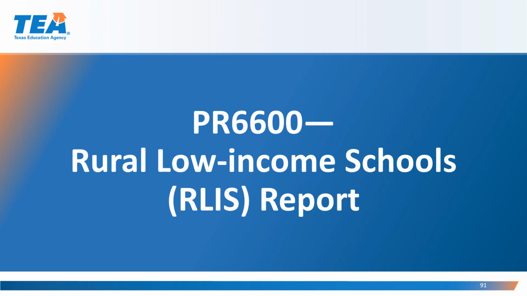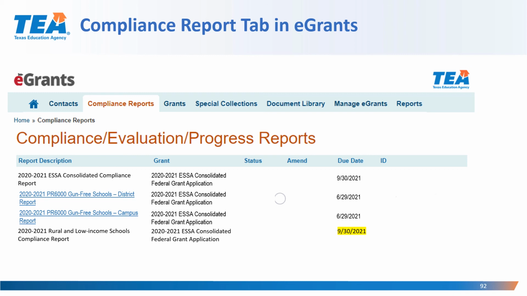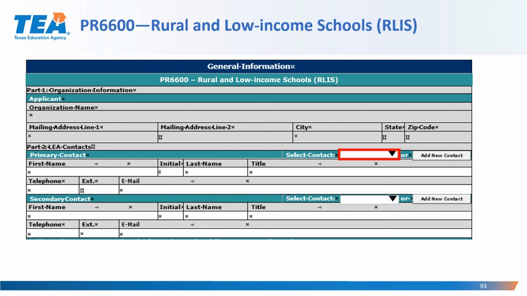The PR 6600, the Rural and Low-Income Schools Report, is separate from the Consolidated Compliance Reports. It is listed separately under the Compliance Report tab. Part 1 of the 6600 is automatically populated. Part 2, the LEA contact. The LEA would complete this by selecting the contact from the drop-down box, or if necessary, by adding a new contact to the contact schedule and coming back and selecting that added contact, which would then populate the contact information. This would also be done for the secondary contact for the Rural and Low-Income Schools program.